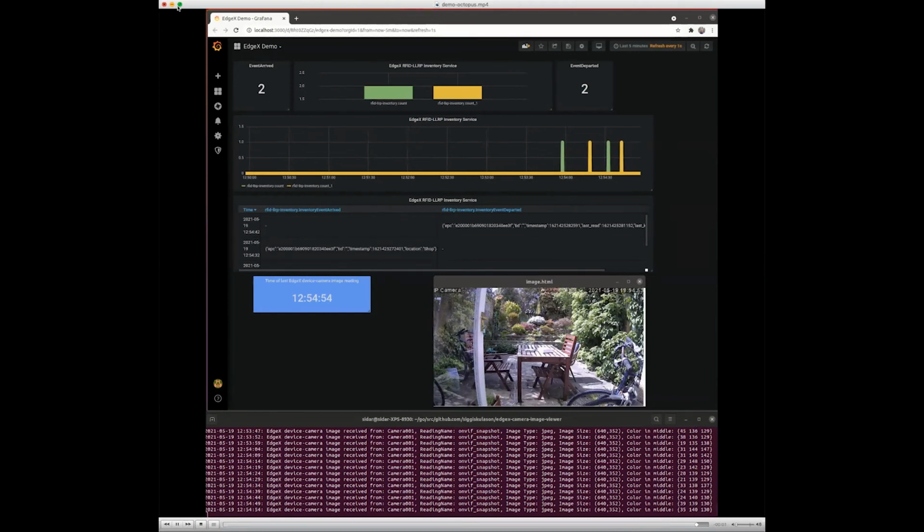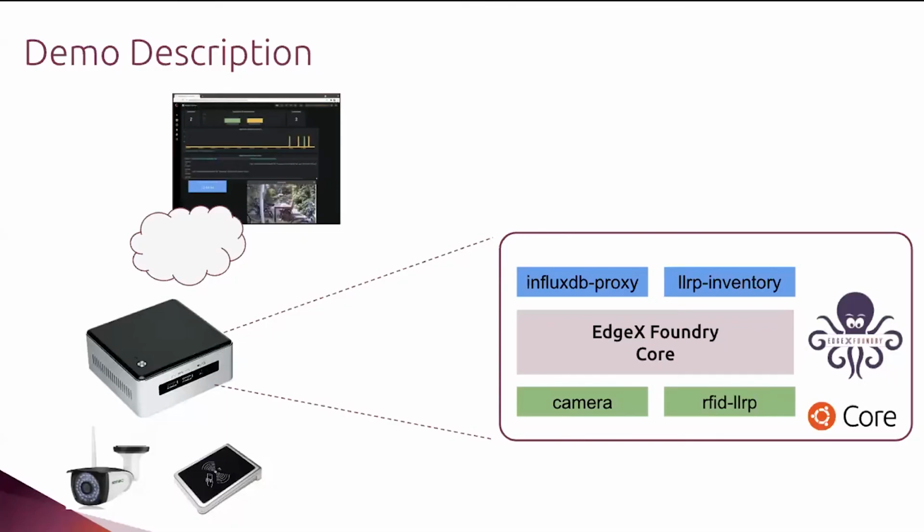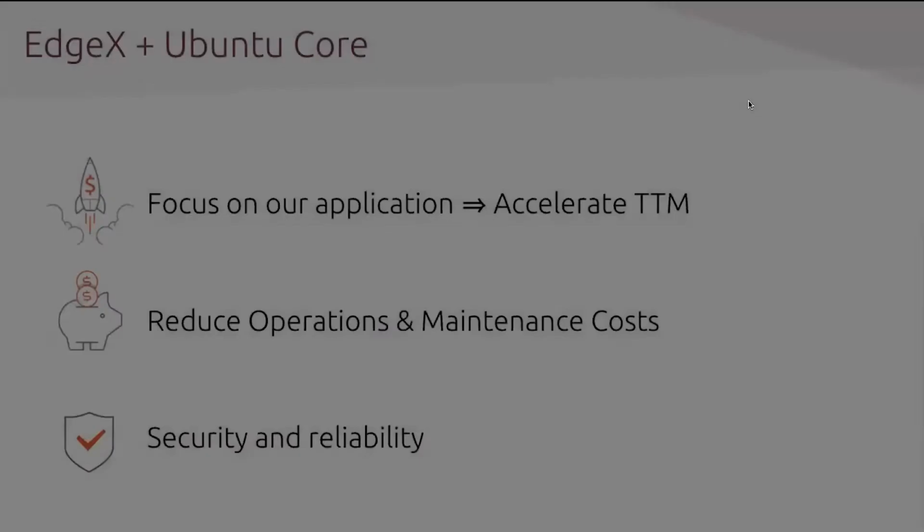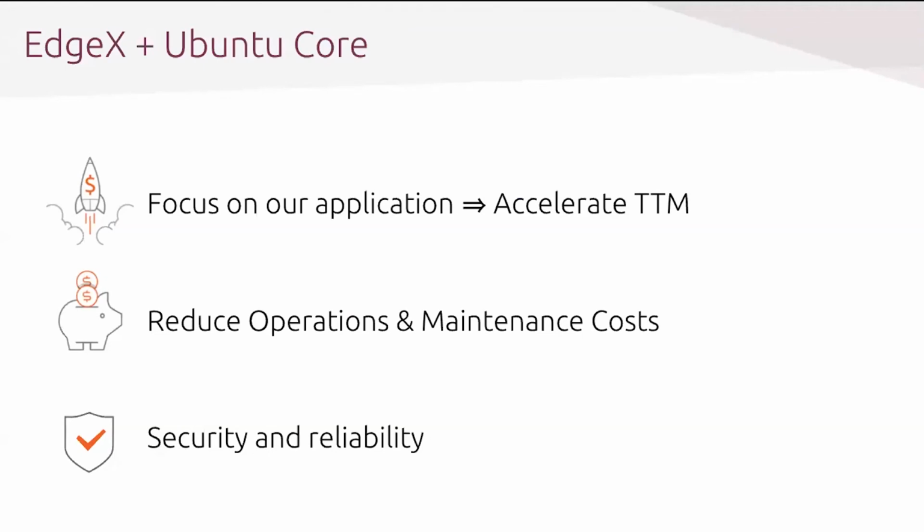And let's go back to the slides. Okay, so wrapping up, what we have seen today is EdgeX running on Ubuntu Core and the benefits of both, which are basically time to market acceleration, OpEx reduction, security, and reliability.